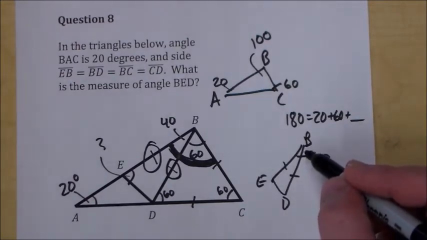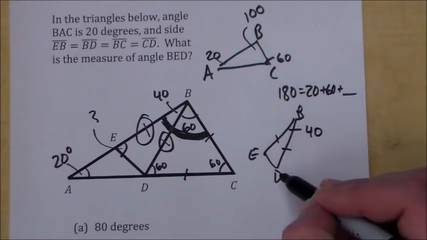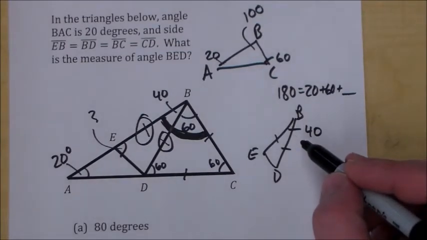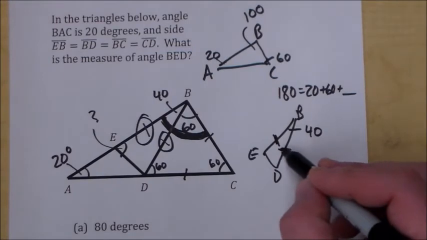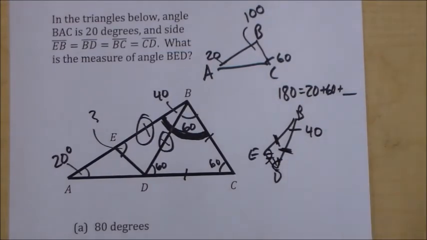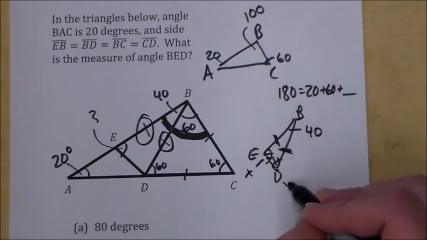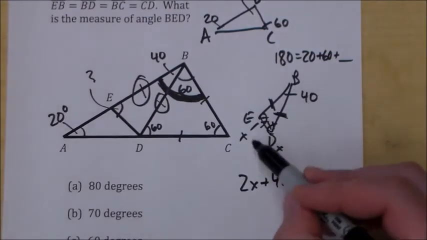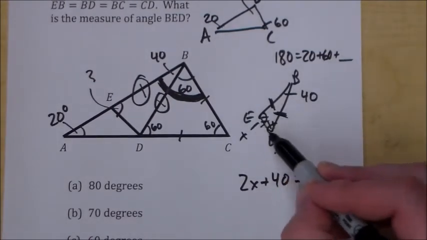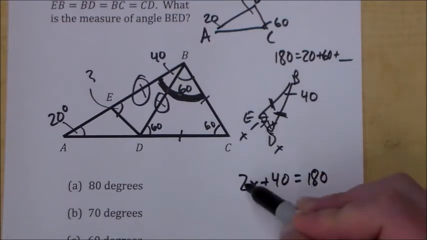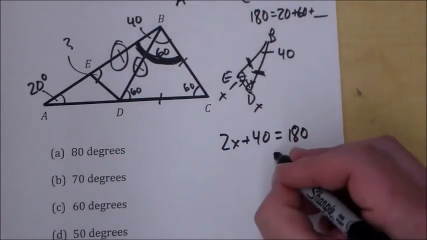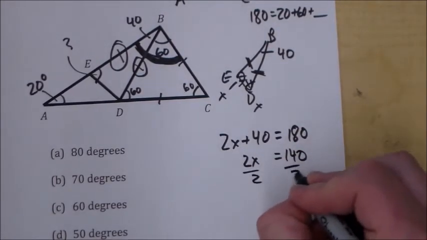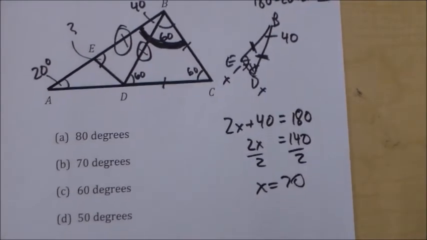180, right? Because all the angles of a triangle have to add up to 180, and E and D must be the same measure. Because it's an isosceles triangle, and that's how isosceles triangles work. If this length is the same as that length, that angle has to be the same as that angle. So we'll just call that angle x. And we have 2x plus 40 equals 180, right? Because all the angles have to add up to 180, and these guys got to be the same. So 2x plus 40 equals 180. Subtract 40 from both sides. We have 2x equals 140. Divide by 2. x equals 70.